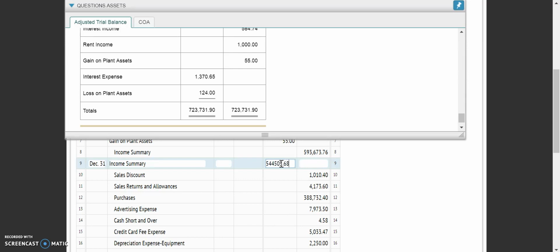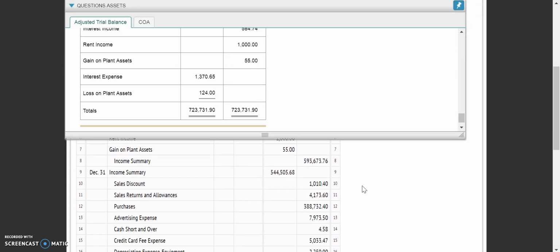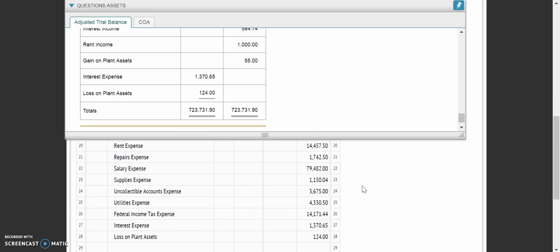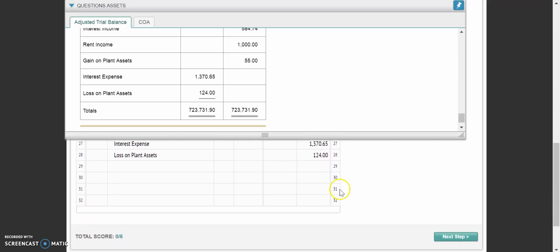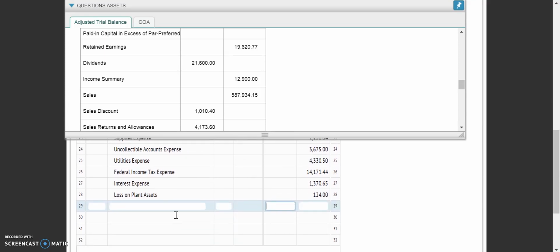$544,505 and 68 cents. So remember, our first closing entry is all of our income statement accounts with credit balances. Our second one is all of our income statement accounts with debit balances. And now we're ready to scroll down and do our third closing entry, which is recording net income or net loss. Okay, so our third closing entry is to account for net income, or a net loss if we were to have that.